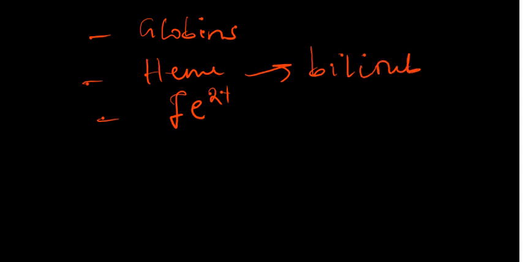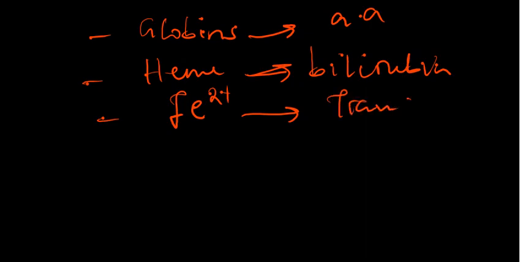So heme is converted to bilirubin. Globins are converted back to amino acids in amino acid metabolism, whilst the iron is transported to what we call transferrin, and then it's used in the next heme biosynthesis. So it's recycled after it's broken down.